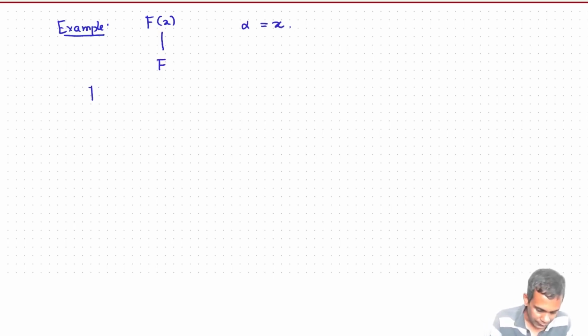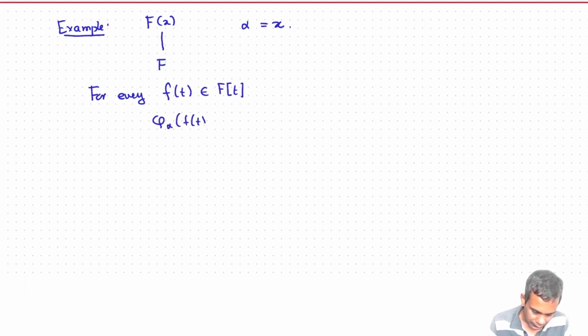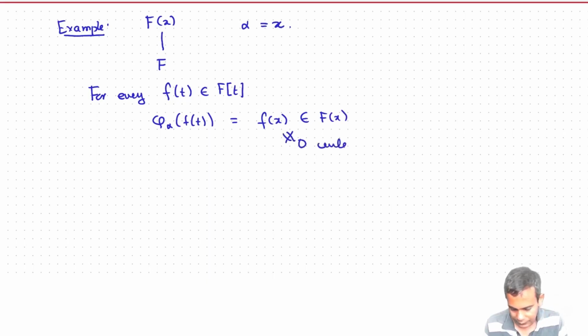Let's look at another relatively simple example. Let's look at the extension F(x) over F, and let's take alpha equal to x itself. Then for every polynomial f(t) belonging to F[t], phi alpha of f(t) is just, you're substituting x for alpha, and so this is just f(x), an element of F(x), and this is not equal to 0 unless f(t) is identically 0 as a polynomial, and so x is transcendental over F.